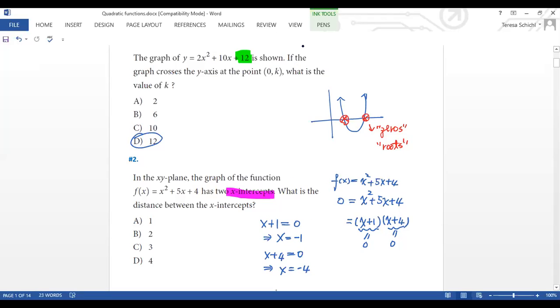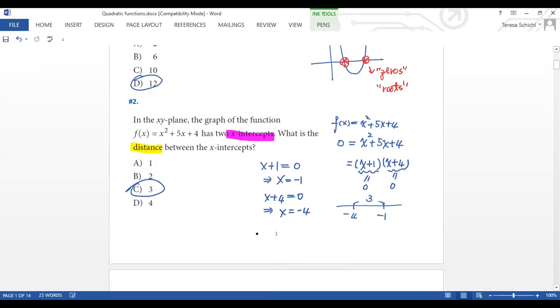And then here it's kind of tricky, because they ask you for the distance, right? So one is negative 4, one is negative 1. So what is the distance? The distance is 3, right? So the answer is C. All right.